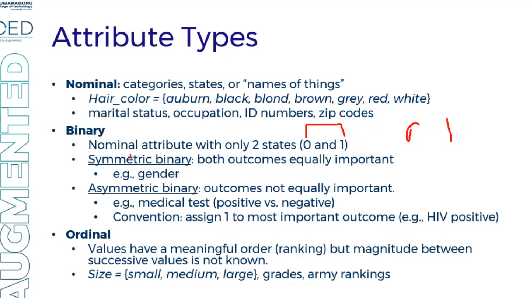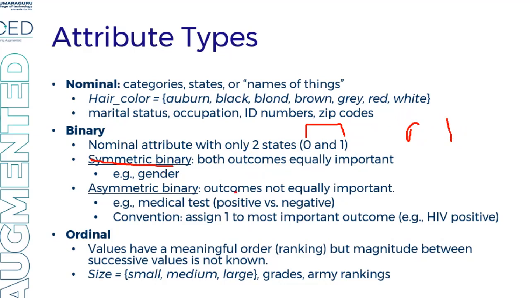We divide binary attributes into two types. One is symmetric binary, where both outcomes are equally important. For example, gender: you can categorize it as 0 for male and 1 for female. Both male and female are equally important. This is known as symmetric binary.